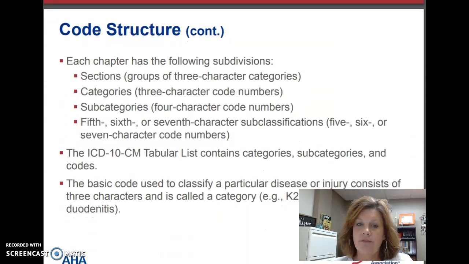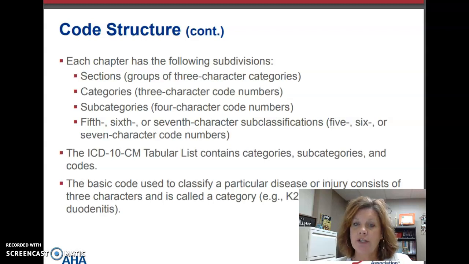Okay, so we're going to start off here with sections. A section is 3 character categories. Our categories are 3 character code numbers, and then subcategories would be 4 character code numbers. The 5th, 6th, and 7th characters are subclassifications.